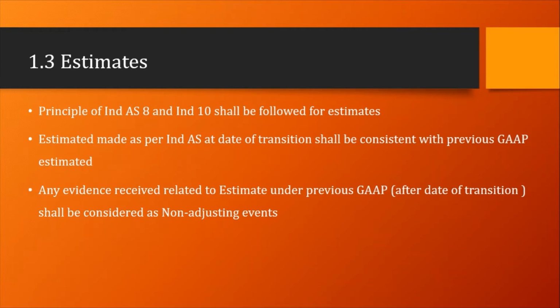Sometimes it happens that the company receives evidence on which the estimate is based, but this evidence is received by the company after the date of transition. So in that case, the company considers this type of estimate, this type of error, as a non-adjusting event.